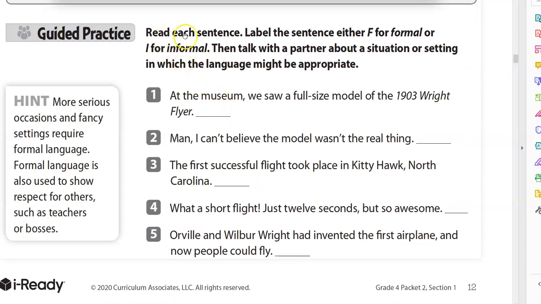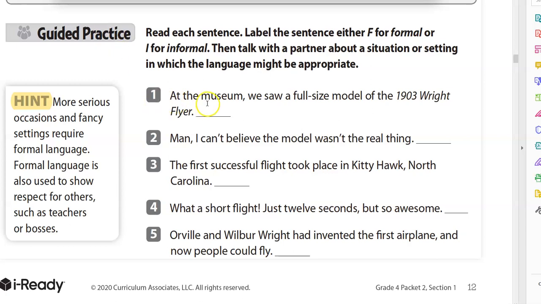So the guided practice says, read each sentence. Label the sentence either F for formal or I for informal. Then talk with a partner about a situation or setting in which the language might be appropriate. So at any time, you can pause the video if you want time to think or speak to a partner. Let's take a look here at the side box, and it says hint. More serious occasions and fancy settings require formal language. Formal language is also used to show respect for others, such as teachers or bosses. So let's take a look at number one.